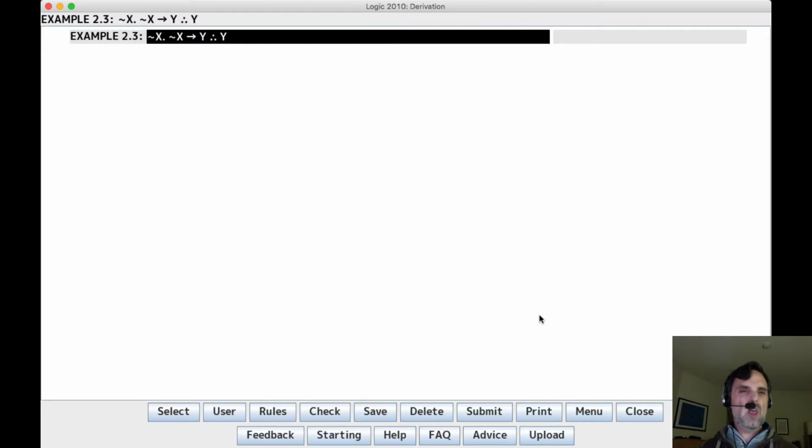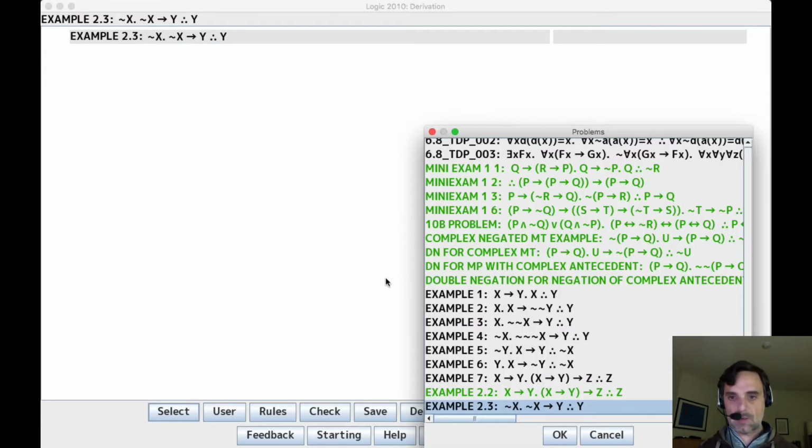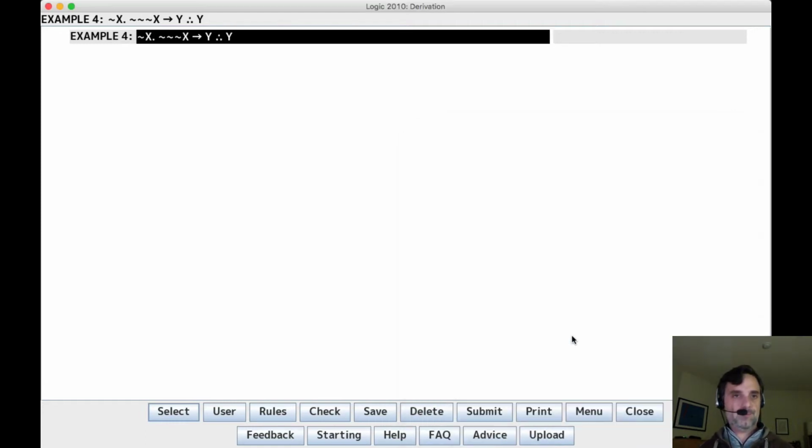Oh, this is actually, we can skip this. This is similar. Here the conditional is if not x, then y, and we have not x. So we'll do modus ponens with this premise and this premise to get y. I don't want to take the time to do that. All right, let's look at example 4.